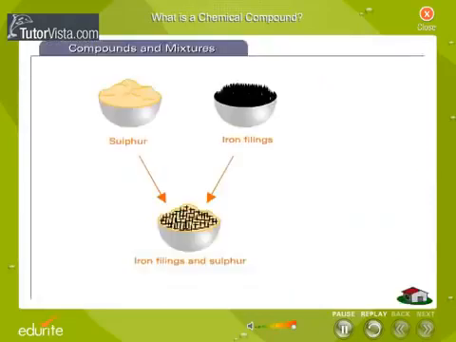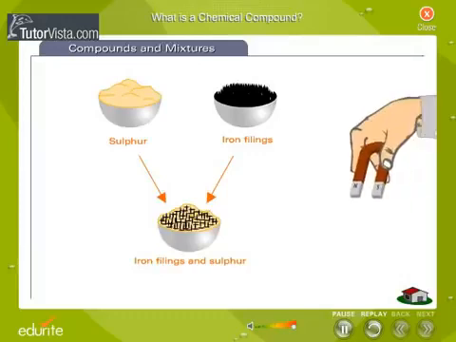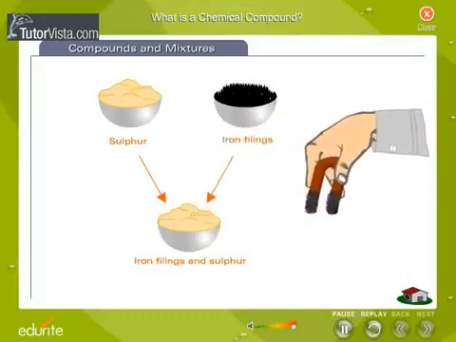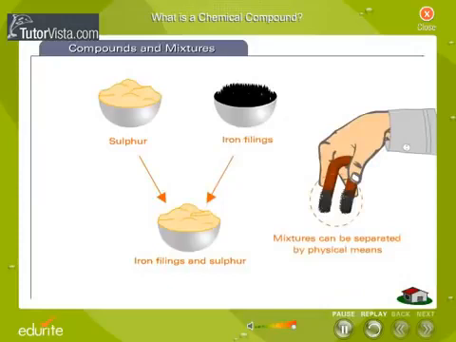Let's compare compounds and mixtures. Combining elements to form a compound is different from just mixing elements together. In a mixture of iron filings and sulfur, for example, each element holds on to its original properties. You can separate the mixture easily by dragging a magnet through it, attracting all the iron filings.